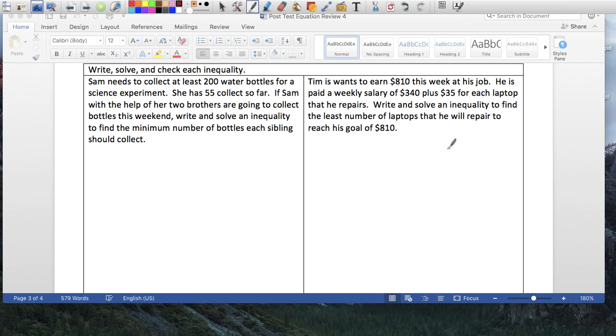Tim wants to earn 810. He gets 340 for sure, then $35 for each laptop that he repairs. How many laptops does he have to repair to reach his goal of 810? Well, he wants to make at least 810, so greater or equal. He gets paid 340 for sure, no matter what. And then he gets a little bit more for every time he fixes a laptop. So 35 per repair, and I'll write an R for repair.